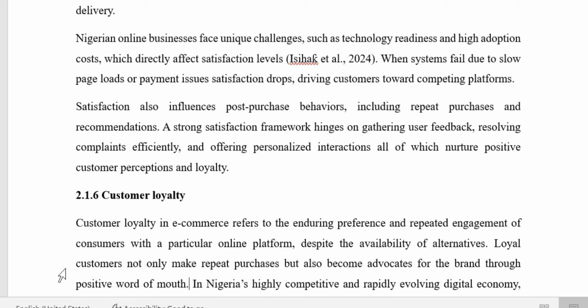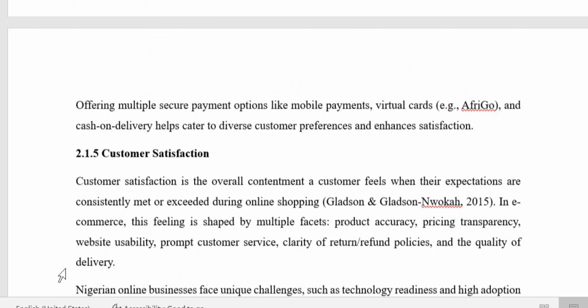I've explained my independent variables. Now I'm explaining my dependent variable, which is customer loyalty. Now see the definition. It says customer loyalty in e-commerce refers to enduring preference and repeat engagement of customers with a particular online platform, despite the availability of alternatives. That is the definition. But here in the concept, we want you to express yourself in a broad concept. Now let's go back up. This is my dependent variable. I've explained it in terms of conceptual review.